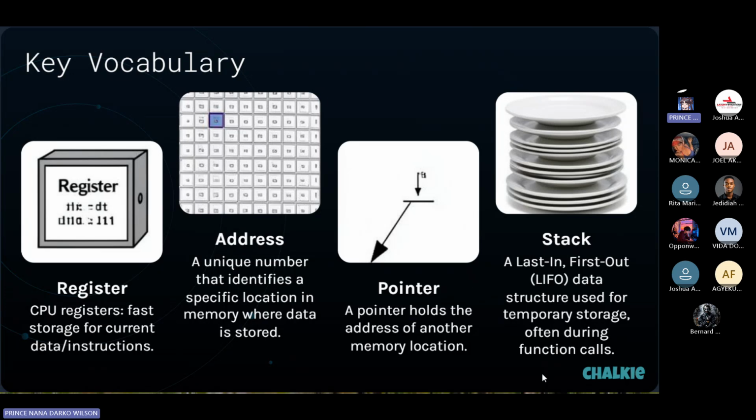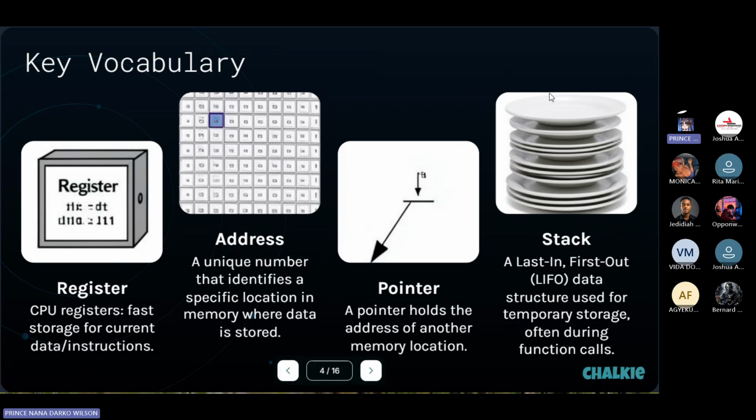And then there is a stack. A stack is a last in, first out data structure used for temporary storage, often during function calls. If you remember, the stack was mentioned by Professor Solomon in his previous lessons last semester. He mentioned that it is a way that RAM holds data, and it does this by piling the data. You can think of it as stacking up plates, as you can see here, a stack of plates. So one data goes in, another one comes on top, and so on.